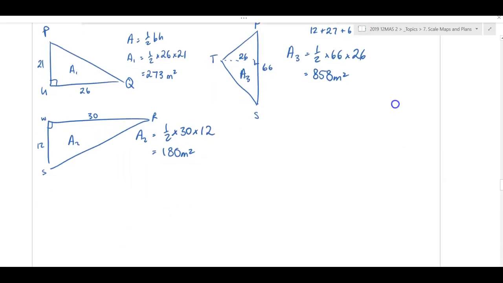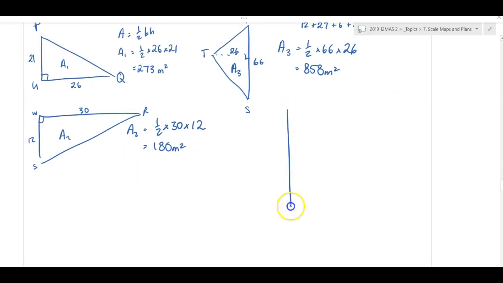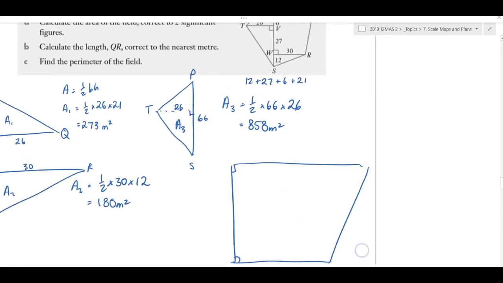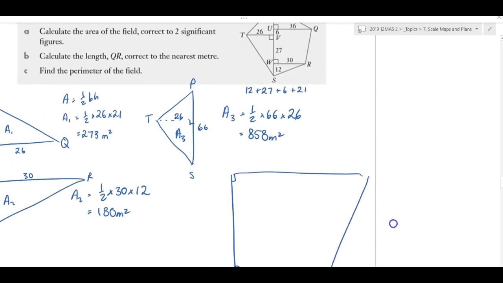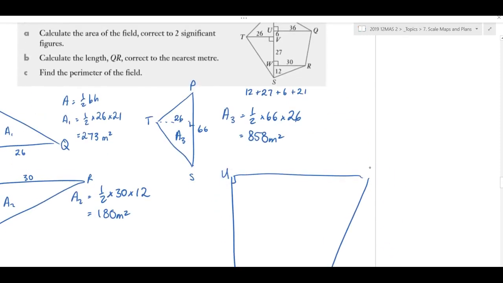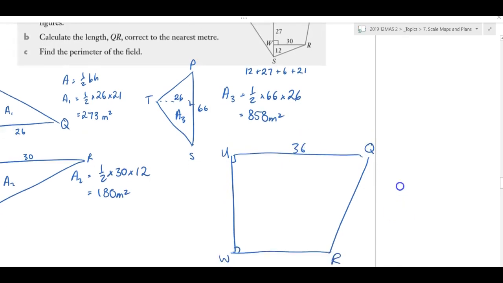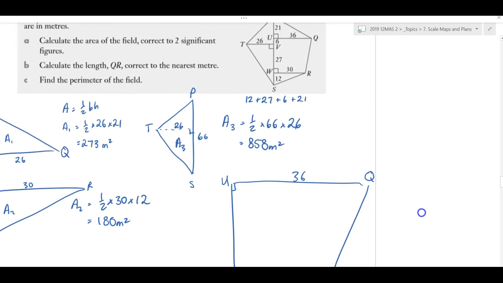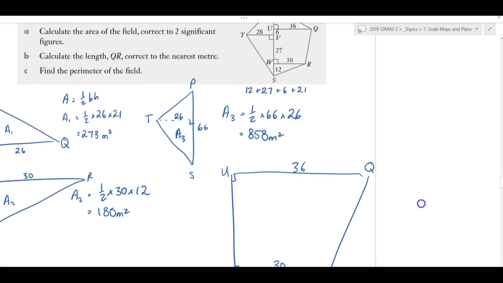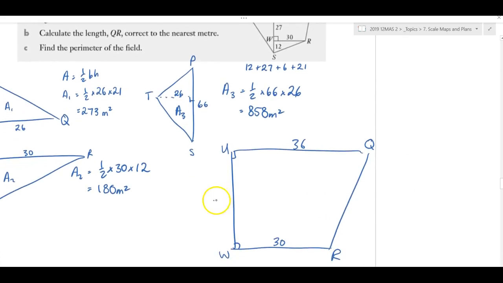I've still got this trapezium. So let's draw that one out. I think I'm going to need this later on, so make it a good size. They're right angles there. My labels: R here, W here, Q and U. Now this one, UQ is 36. WR is 30. And UW is 6 plus 27 equals 33 meters that way. This is going to be area 4.